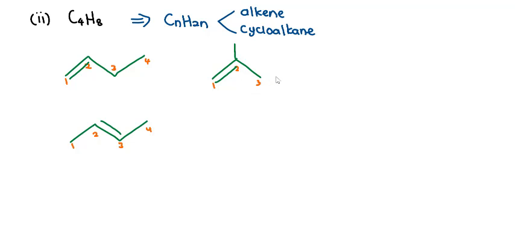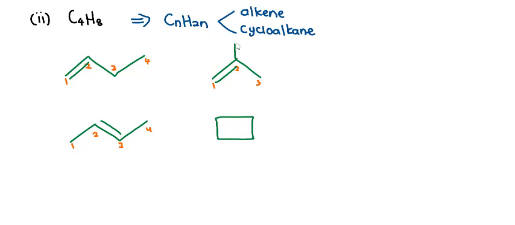Next, I'm going to make a functional group isomer from these three structures. Since this one and this one have a longest chain of 4 carbons, the cycloalkane with 4 carbons has a square shape, which we call cyclobutane. We have 4 carbons here, square shape.